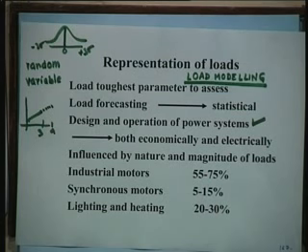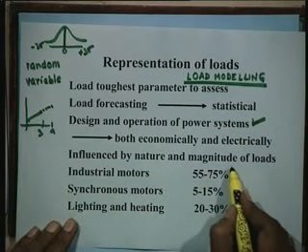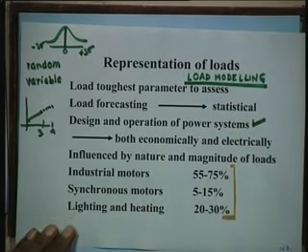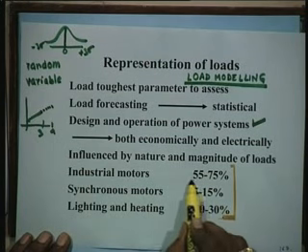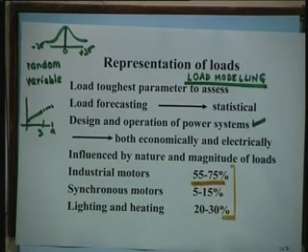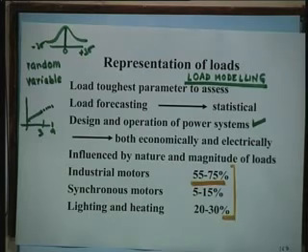Roughly, the percentage of various loads are given here. Industrial motors vary from 55 to 75. If it is a region of Vidarbha, underdeveloped, Jharkhand, Bihar, no industries, then the industrial motors used are 55%. But if it is Bombay, Pune, Bangalore, Hyderabad, Delhi, it may be as high as 75%.